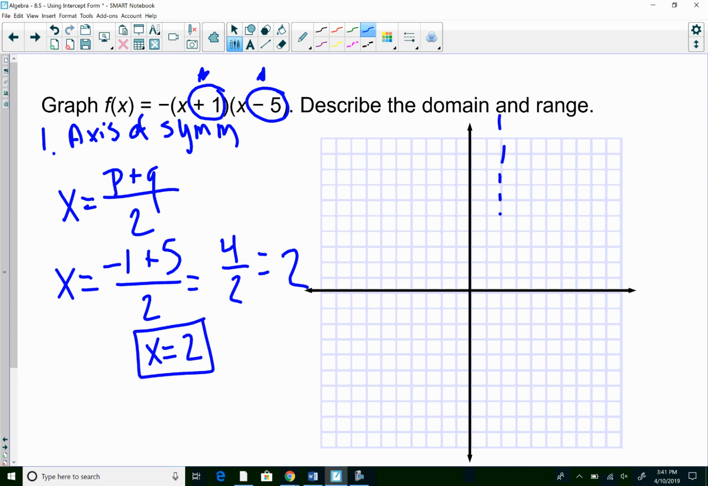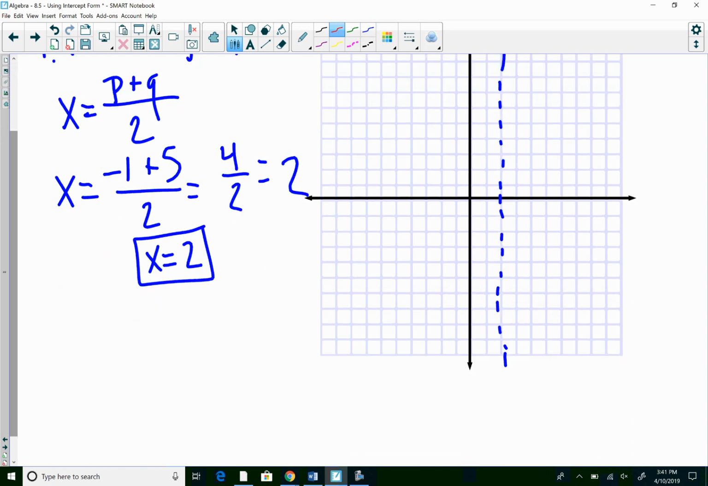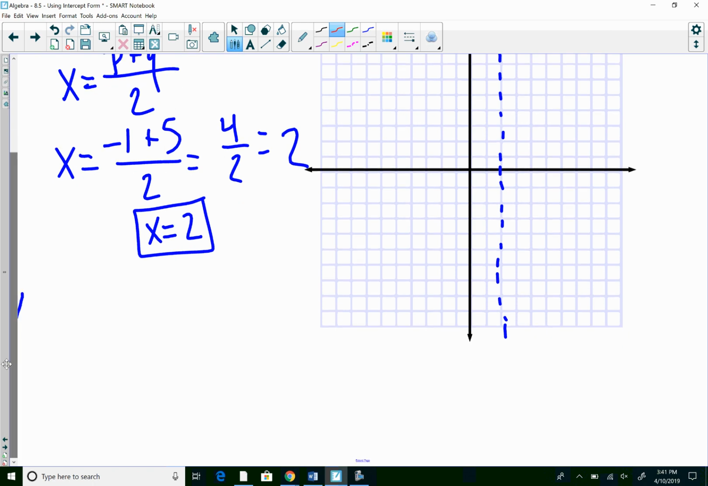I'm going to throw my axis of symmetry in there. Next step: we've got this x equals 2. We are going to take that 2 and find what f of 2 is.